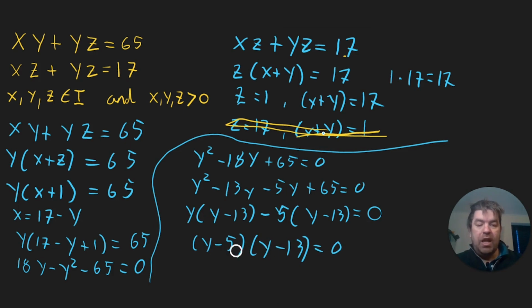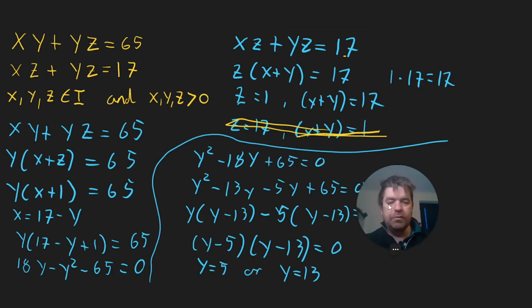So from this we have two things multiplied together, which is equal to 0. So we can see that y is equal to 5 or y is equal to 13. I hope that's pretty clear. Now, when we know this, we know that z must be equal to 1 still. We know that from here. We know that y is equal to either 5 or 13.